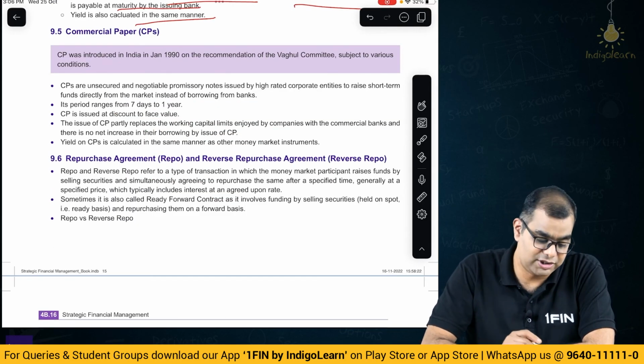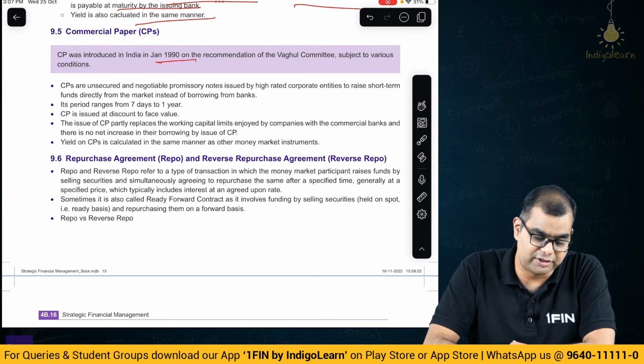Then you have commercial paper. Commercial papers were introduced in 1990 on the recommendation of the Vaghul Committee.